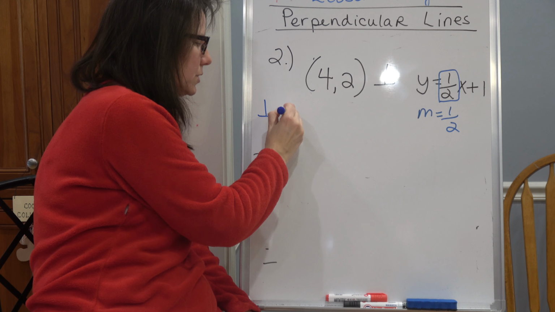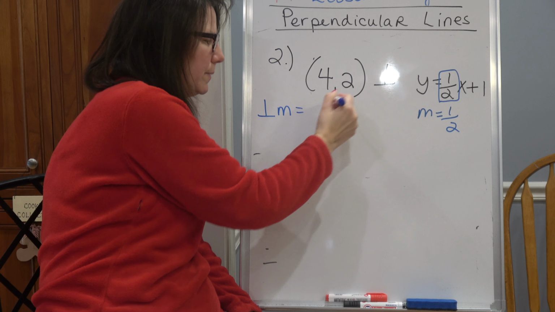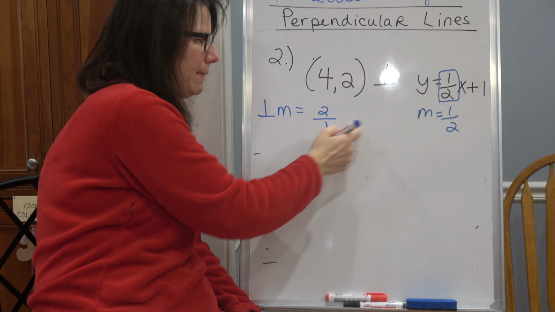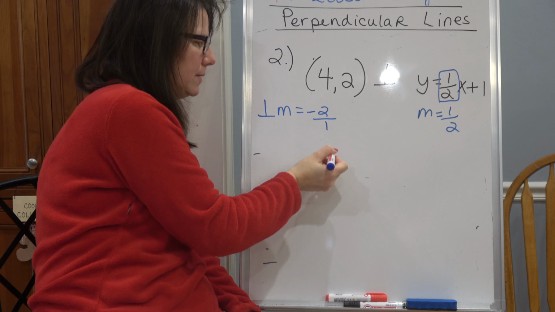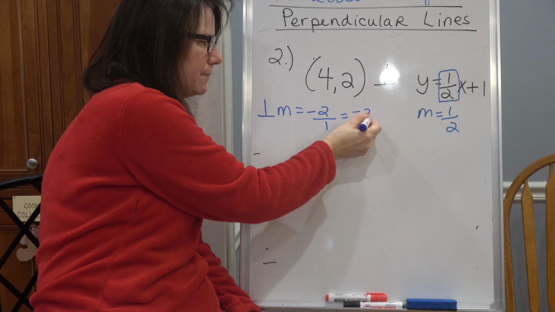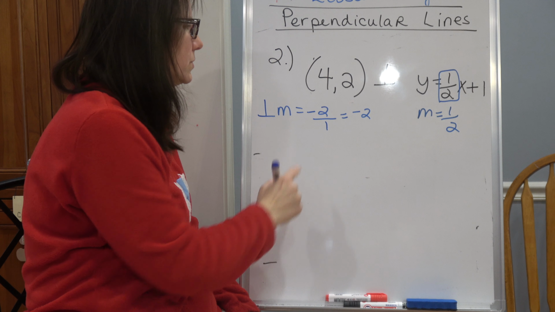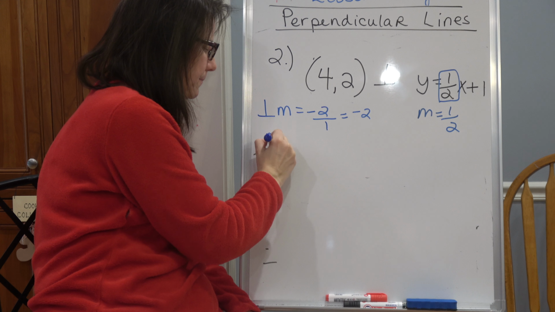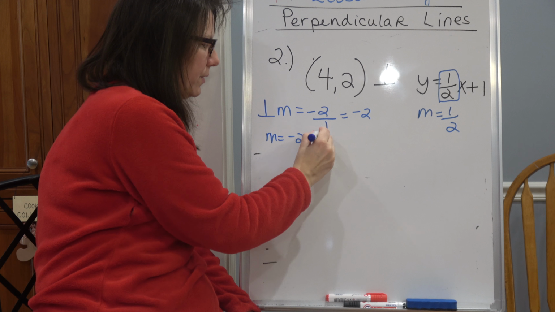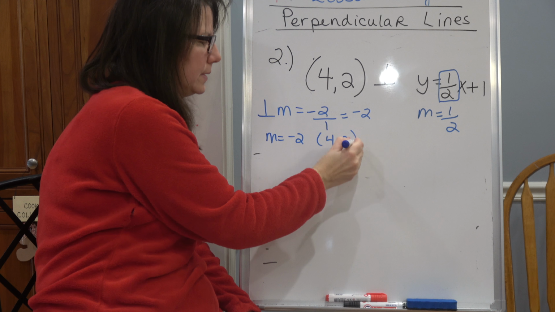A perpendicular slope would be equal to, flip it over and make it the opposite sign. Right? So that's just -2. So we're going to use a slope of -2 with our point 4, 2.